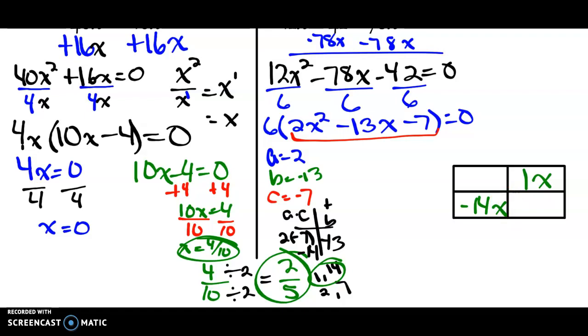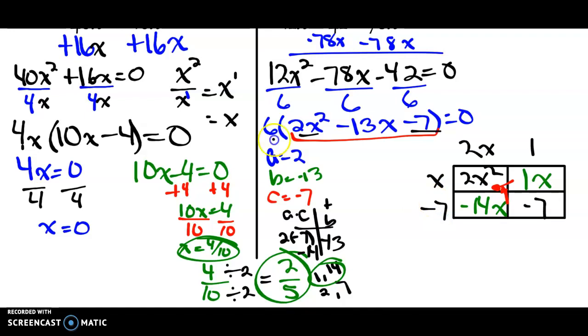And in the other box, remember we have the first term, which is our 2x squared. And then our last term, which is negative 7. Now, going up, what do these terms have in common? 2x squared and negative 14x, they both have 2x in common. 1 and negative 7, they just have 1. Now going to the side, what do 2x and 1x have in common? X. And negative 14x and negative 7, they both have a negative 7.